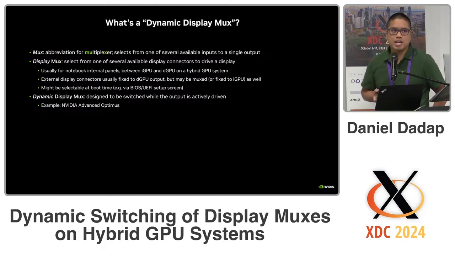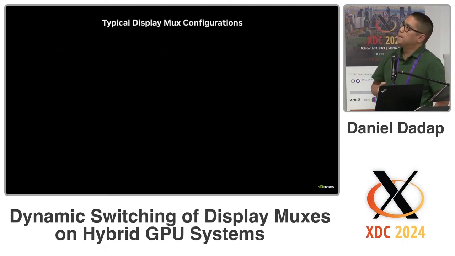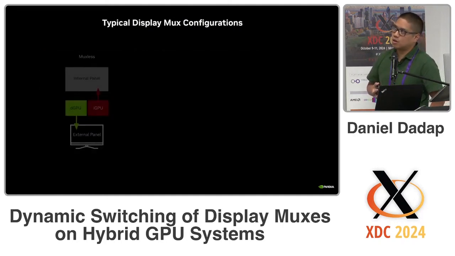When you do have a dynamic display mux, there's a couple of things that you want to see for the best experience. One of those is panel self-refresh, so that you don't have blanking during the mux switch transition time. And the other thing that you want to see is you want to make that transition time as short as possible to reduce the effect of visible stuttering while you're switching. Let's take a look at some of the typical ways that muxes are configured.